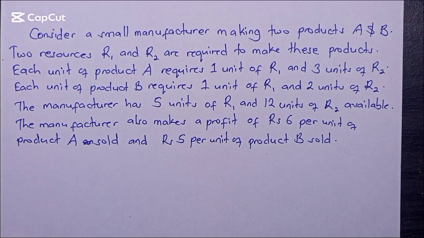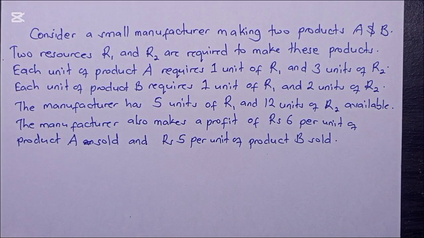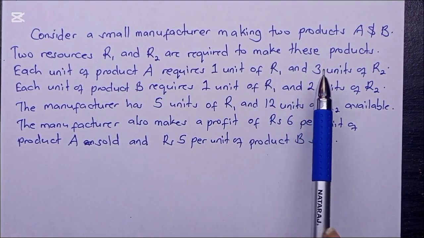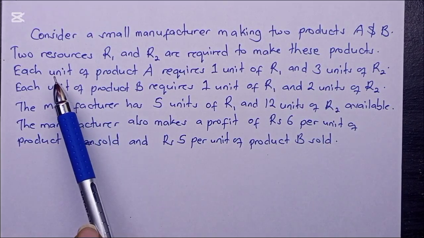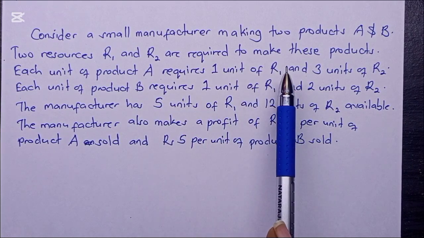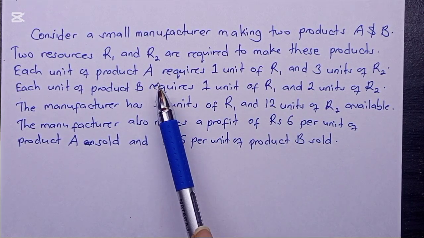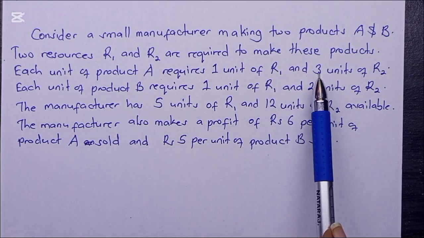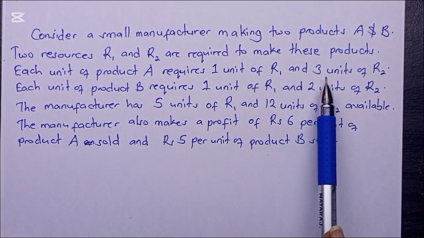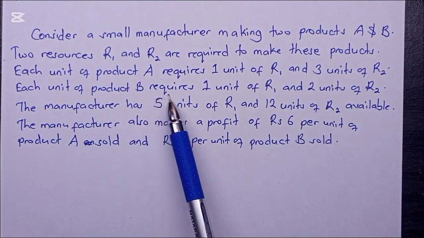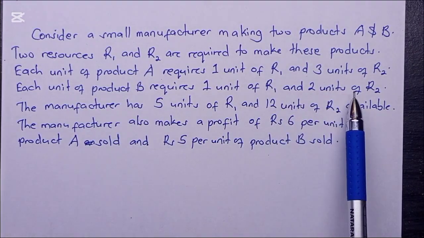So what we have here is a product mix problem. We have been told to consider a small manufacturer making two products, A and B. Two resources, R1 and R2, are required to make these products. Each unit of product A requires 1 unit of resource 1, and 3 units of resource 2. Now, each unit of product B requires 1 unit of resource 1 and 2 units of resource 2.